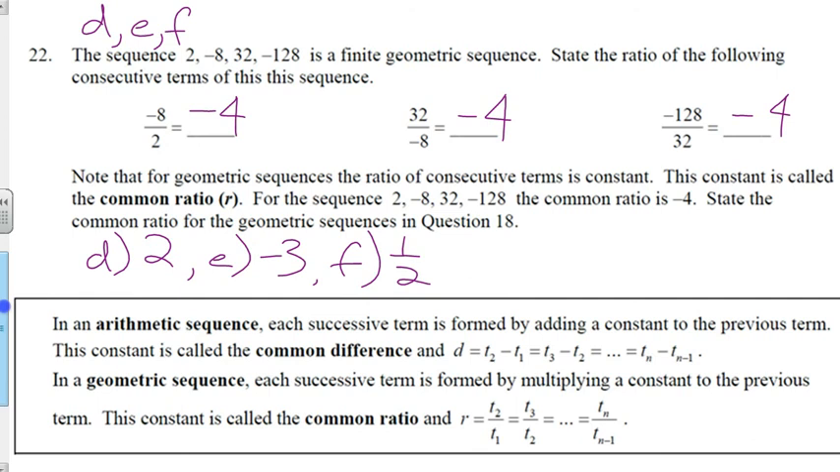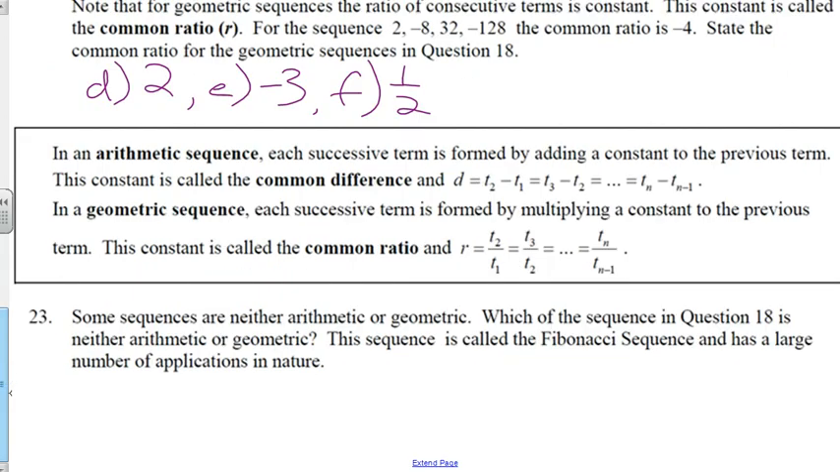In a geometric sequence, each successive term is formed by multiplying a constant to the previous term. This constant is called the common ratio and is found by taking T2 divided by T1, T3 divided by T2. In other words, take any term divided by the preceding term. So ultimately it becomes T sub n, the nth term divided by the n minus 1. If this is term 50, this is term 49.